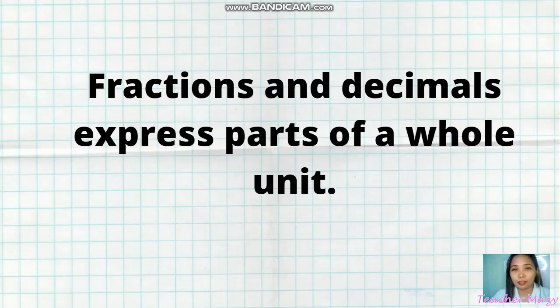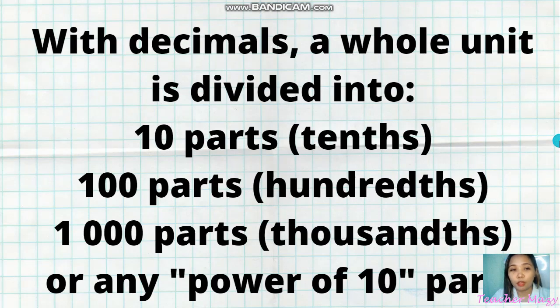Fractions and decimals express parts of a whole unit. So, this means it can be converted. Okay, so from fraction to decimal and decimals to fraction. With decimals, a whole unit is divided into 10 parts, which is the tenths, 100 parts, hundredths, 1,000 parts, thousandths, or any power of 10.